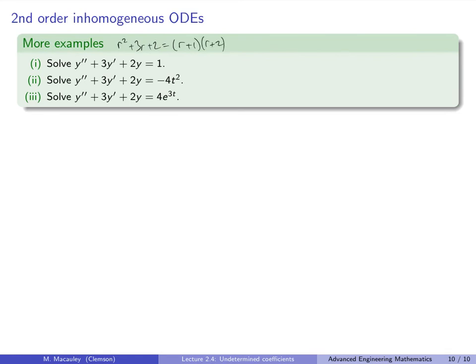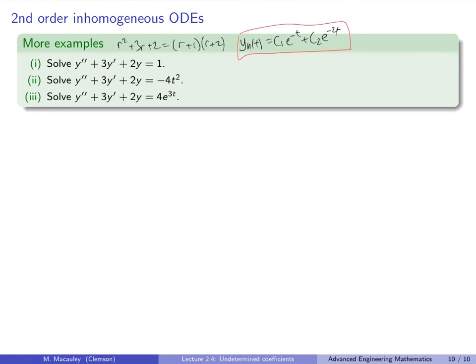I think this is the same example from last time. So the homogeneous solution is c1 e to the minus t plus c2 e to the minus 2t. I'm only going to write this down one time. Henceforth, I'm going to write yh, and that's what it is.